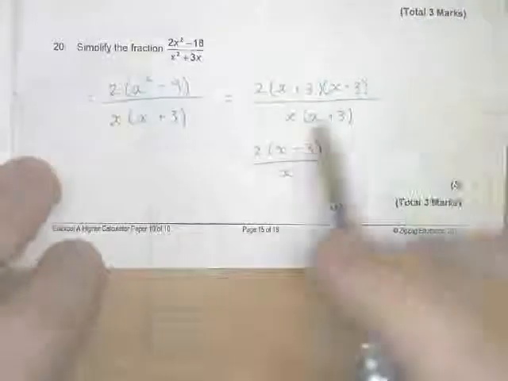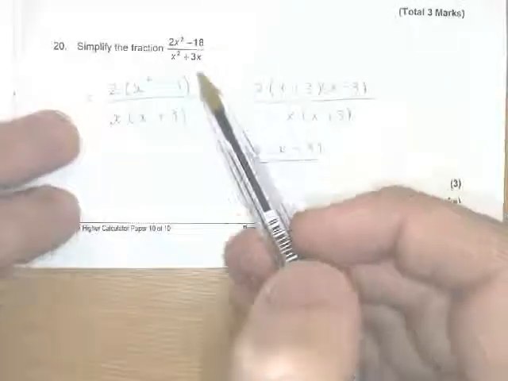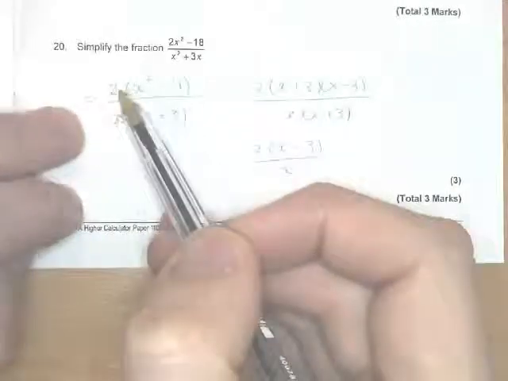So factorising this gets you 1 mark. Factorising this into 2x plus 3, x minus 3 gets you another mark. And your third mark comes from cancelling x plus 3 on the top and x plus 3 on the bottom. 3 marks altogether.